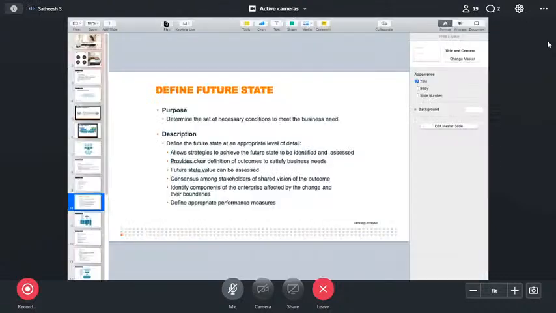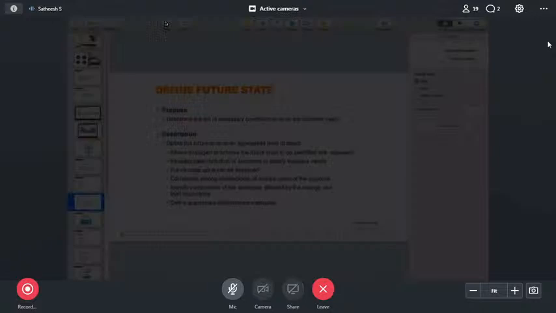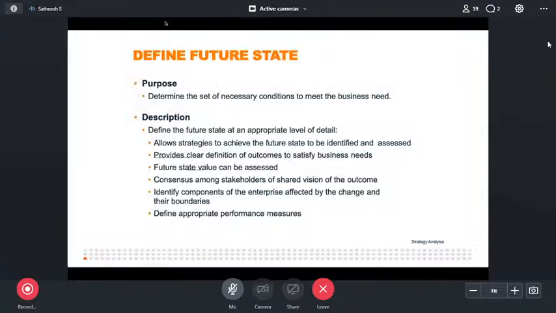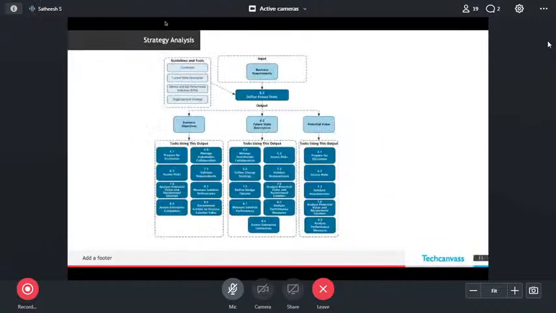Now let me come back. Define future state: you determine the set of necessary conditions to meet the business need. You define the future state at the appropriate level of detail. You provide a clear definition of outcomes, and you define appropriate performance measures. So you take into consideration the business requirements, and the output is business objectives, future state description, and potential value.